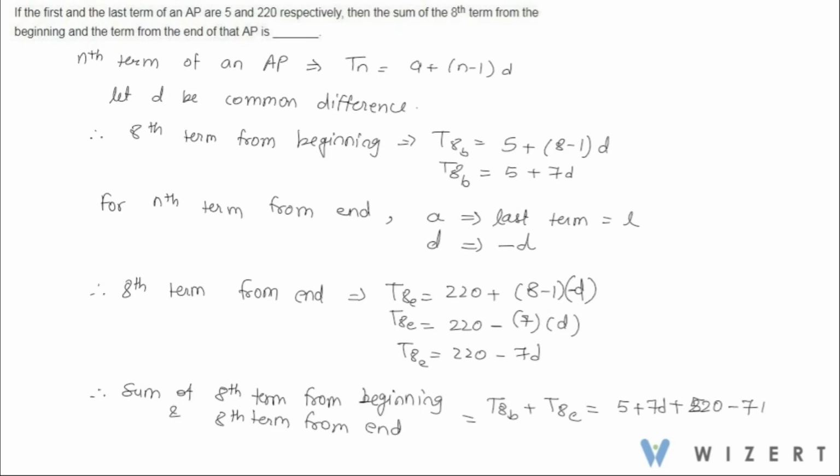So plus 7d and minus 7d get cancelled out, and what we have is 220 plus 5, which is 225. Therefore required sum equal to 225. This is the answer.